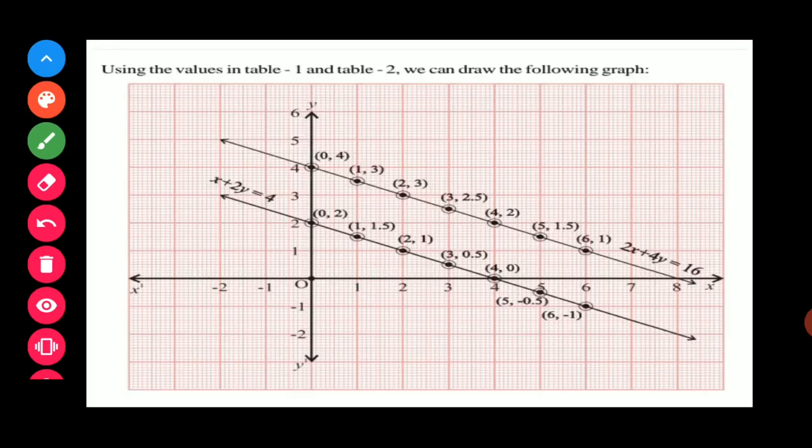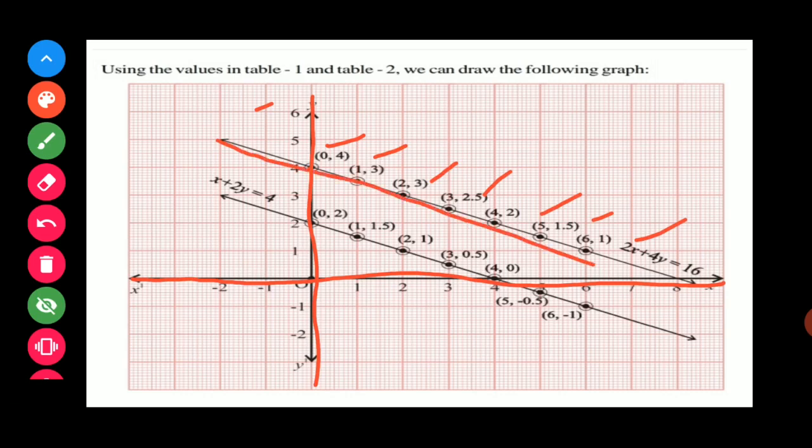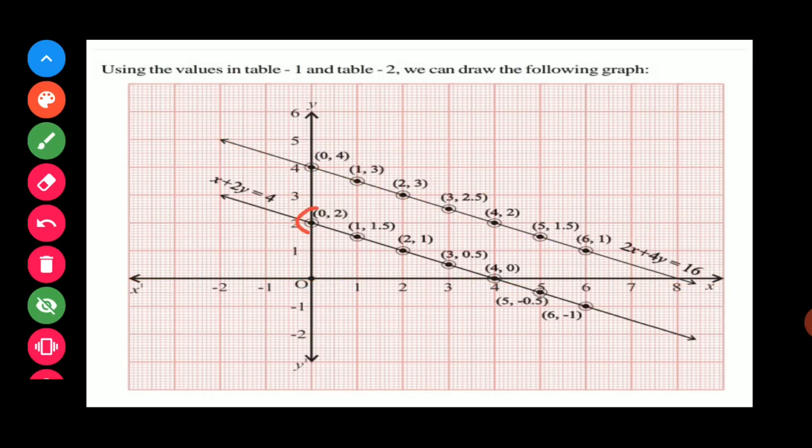Now plot the graph, taking x as the x-axis and y values as the y-axis. So this one is your x-axis and this is your y-axis. For the first line, that is 2x plus 4y is equal to 16, the points are plotted as first point, second point, third point, fourth, fifth, sixth, and so on, and draw a line like this. Similarly, put the points here, this one, this, and this, and draw a line.